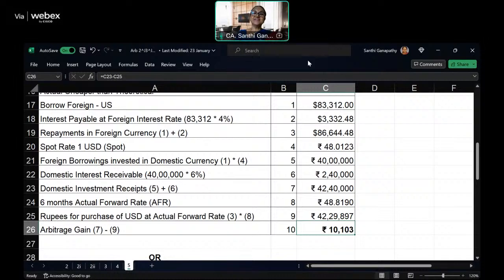Now, this is a trial and error approach. That is, we borrowed in India, invested in US, and then found out what is the gain or loss. Then borrow in US, invest here, find what is the gain or loss. Borrow here, invest there, see what is the result. Borrow there, invest here, see what is the result.